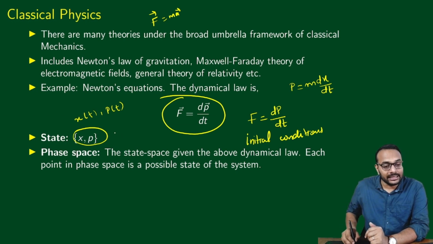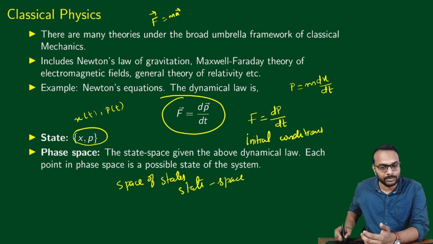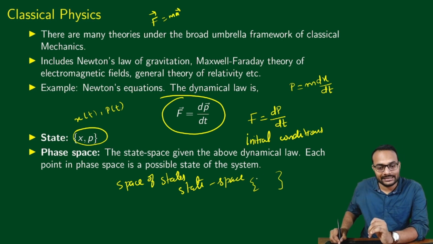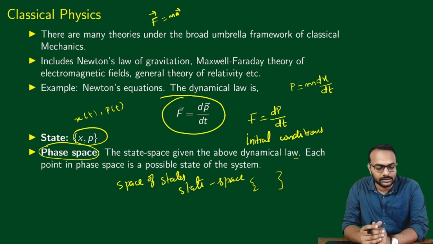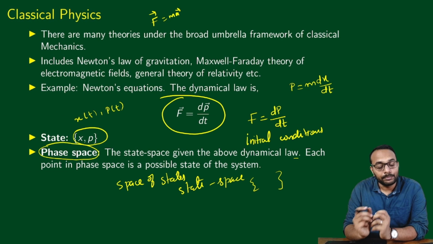We also talked about the space of states, or state space. So what was state space? It was the set of all possible states of the system. In this case, in order to specify each state, you need to provide the position and momentum. So the state space, given the above dynamical law, is called the phase space. You might already be familiar with this word, phase space. Phase space is the state space of a classical mechanical system. It's a space of states.